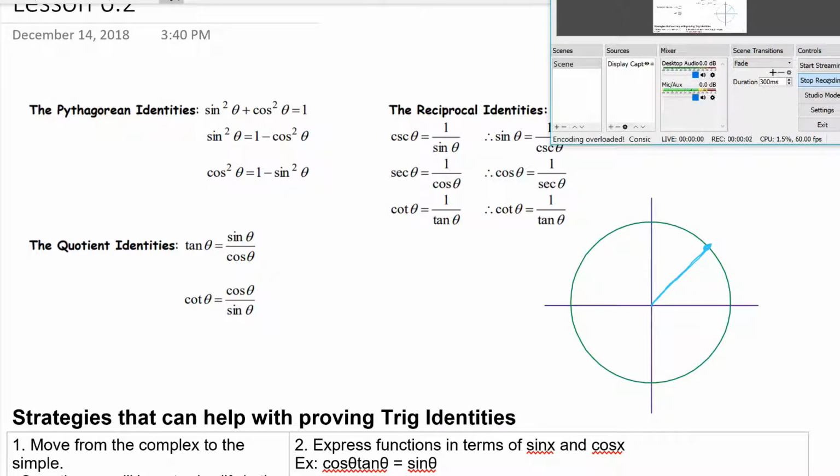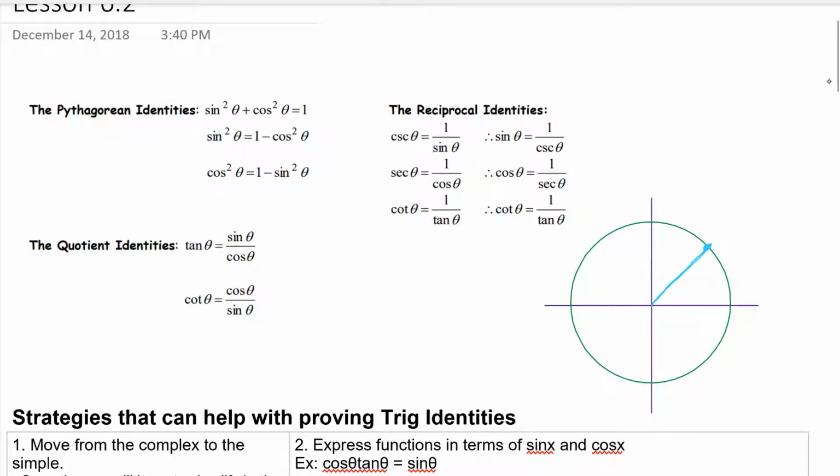Hello! In this video, we are going to talk about trigonometric identities and how to solve proofs involving trigonometric identities. So we're going to look at Pythagorean identities, such that sine squared plus cos squared equals 1. We're going to look at quotient identities, such that tan theta equals sine theta over cos theta.